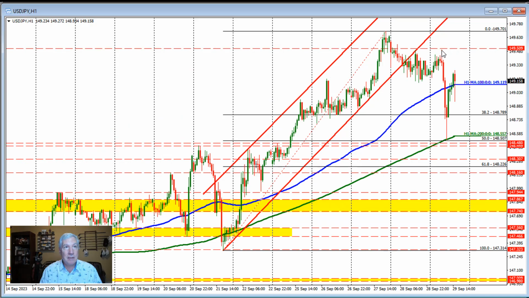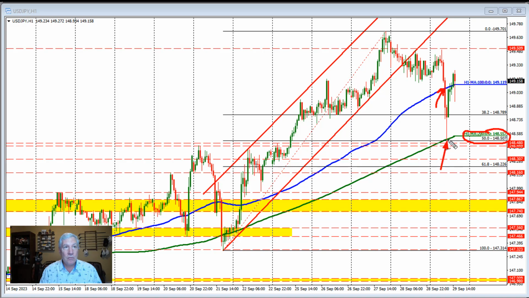Right up here, and you can see how close the price got there, and then rotated to the downside. And where do we go? We went down below the 100-hour moving average. That's the blue line in this chart right here. And where did we end up? We ended up at the 200-hour moving average right here. That's the green line in the chart. Also near that level was the 50% retracement. So, hey, these technical levels really do work.